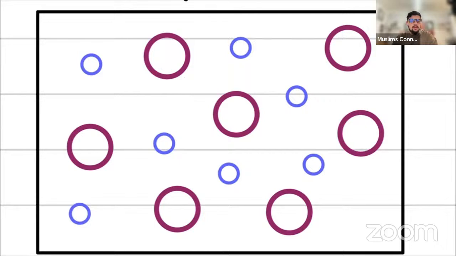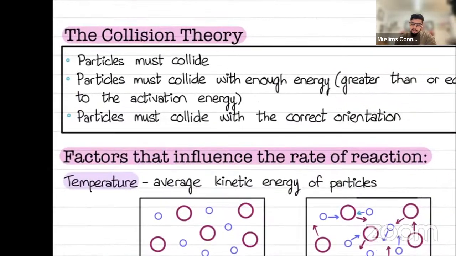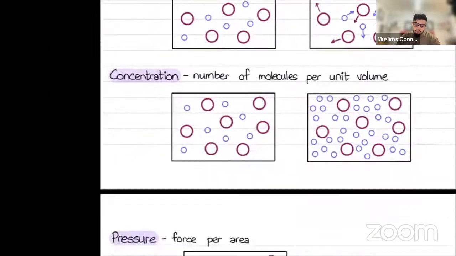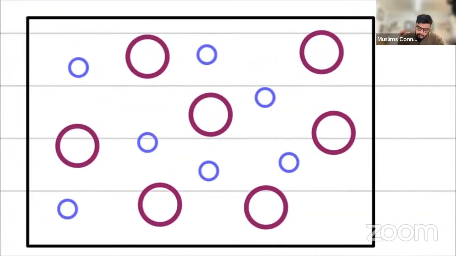Okay, so sometimes maybe we need to heat this box up even more, with higher temperature, to give it more energy in order for the reaction to take place, right? And they must collide with the correct orientation. So let's just say that the point of collision for this particular object needs to be here.